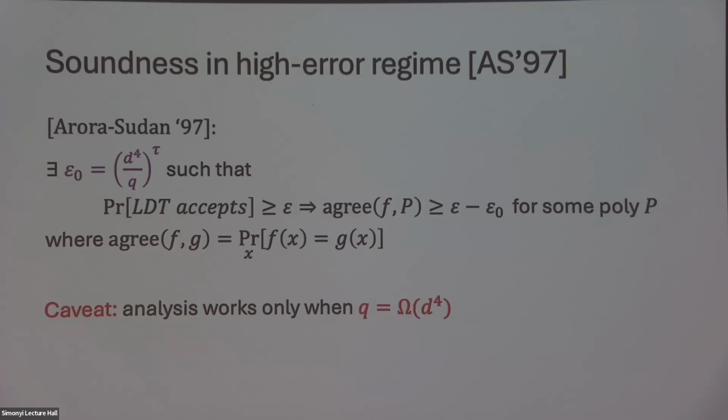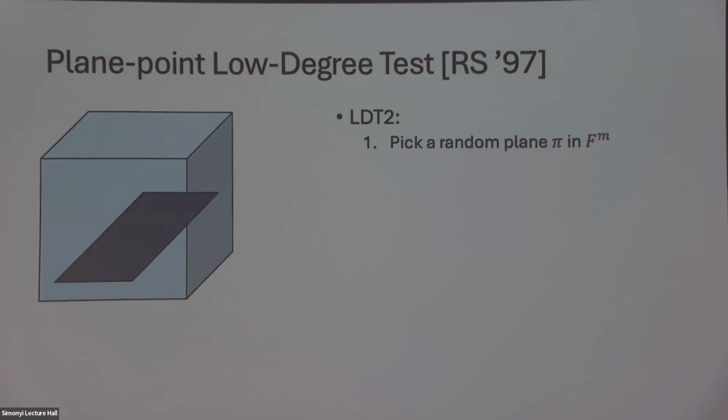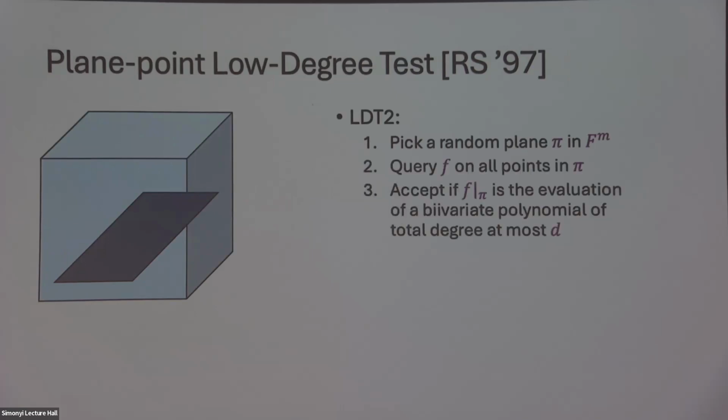So this was Arora-Sudan. Raz-Safra gave a different test in which they did get Q to be linear in D. But what they did was they changed the test. They modified the test from the line-point test to a plane-point test. More precisely, it's almost exactly the same thing.